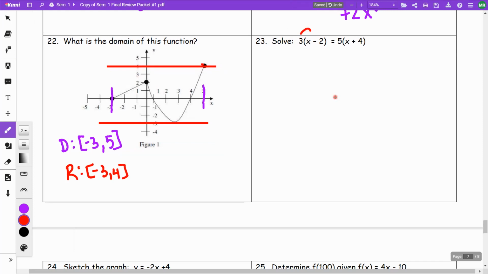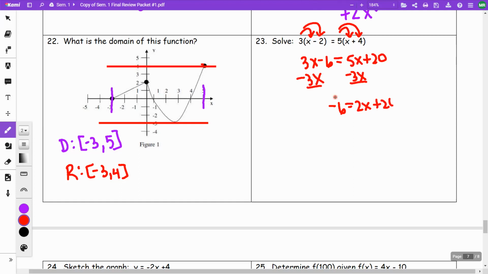For this, I'm going to distribute the 3 in and get a 3x minus 6 equals. I'm going to distribute the 5 in and get a 5x plus 20. I'm going to minus 3x. I get a -6 is equal to 2x plus 20. I'm going to minus 20. I get a -26 is equal to 2x. I divide by 2 and I get a -13.